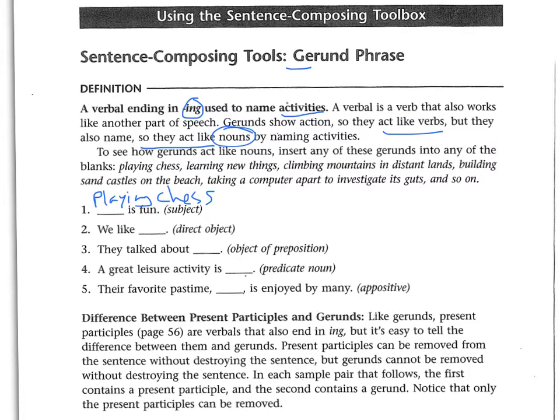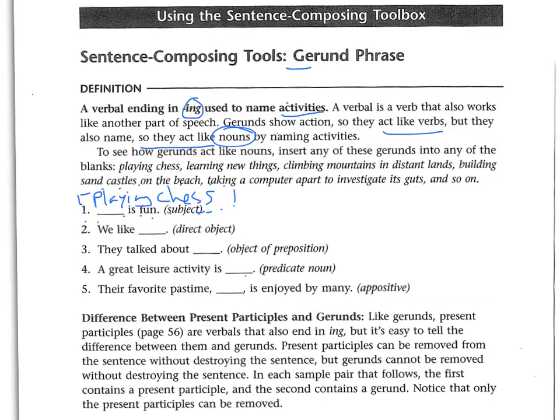Here, the gerund phrase playing chess, which I'm going to label by boxing it in dash marks, is acting as the subject of the sentence. And no, you're not dismissed from school. It's my bell. Gerunds can act like the subject.